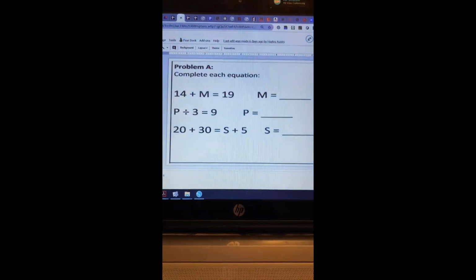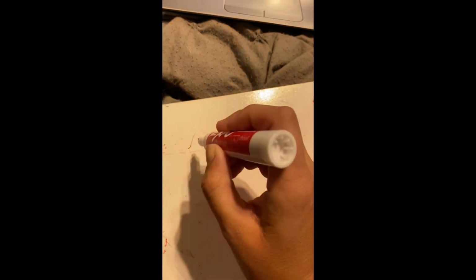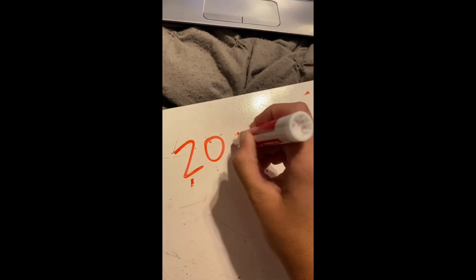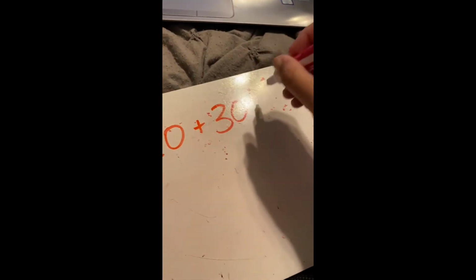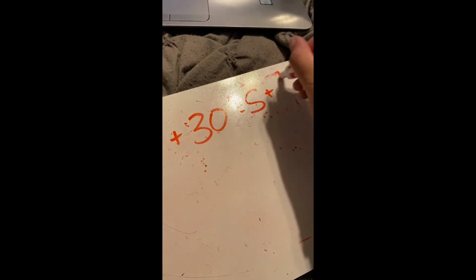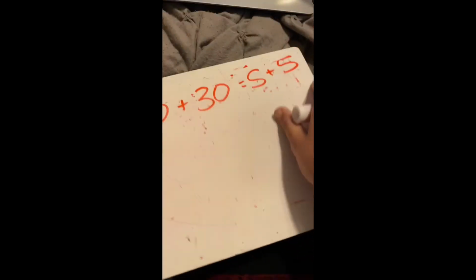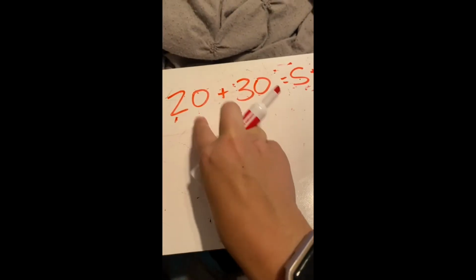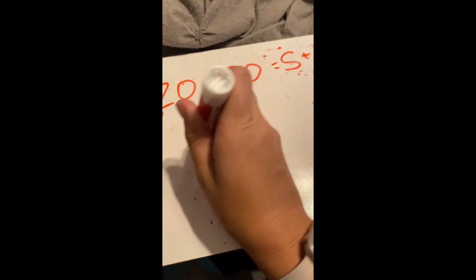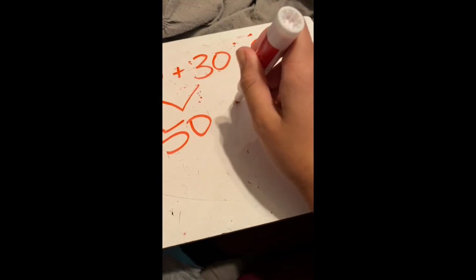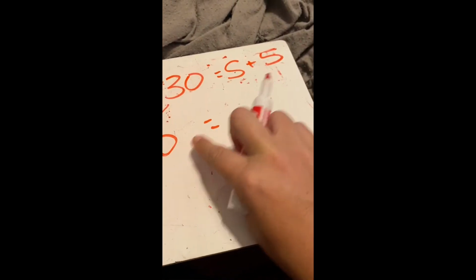Because 20 plus 30 equals S plus 5. Again, guys, this is that balancing equation thing. 20 plus 30 equals S plus 5. Whatever this side is, that side also has to be. So 20 plus 30 is 50. So this side has to be the same as 50. S plus 5. What plus 5 gives me 50?